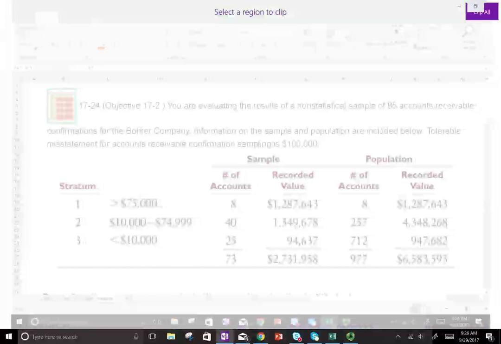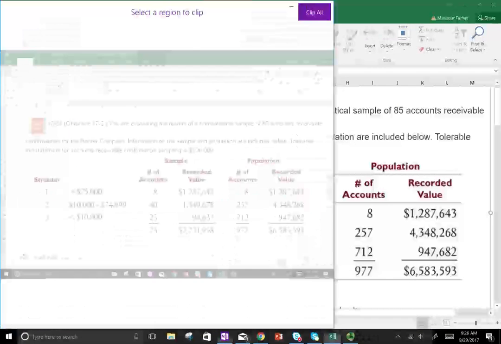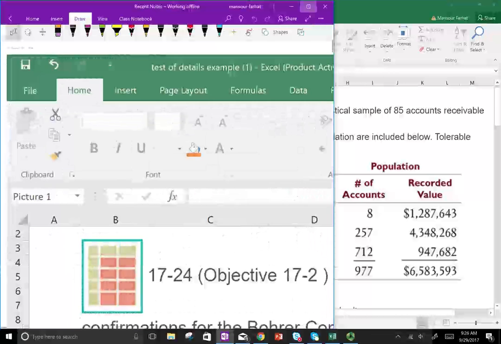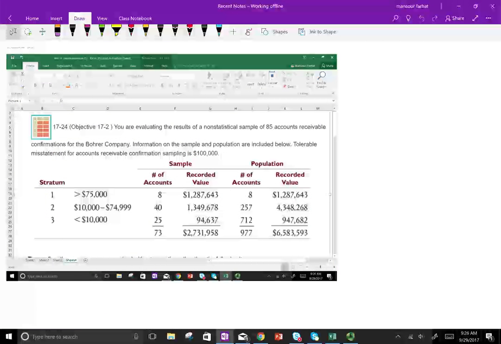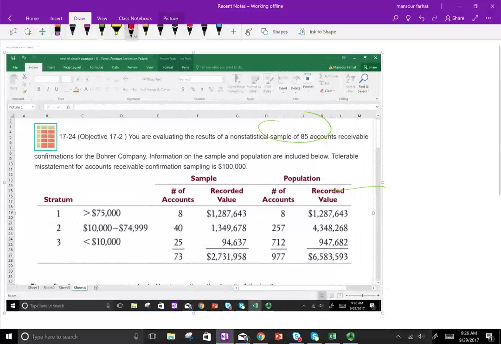So this is the non-statistical sample of 85 accounts receivable. So we are dealing with 85 accounts receivable. That's the population that we are working with. The tolerable misstatement is 100,000. The tolerable misstatement equals 100,000.